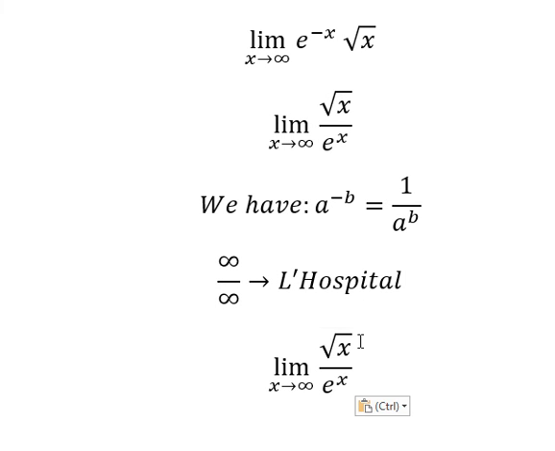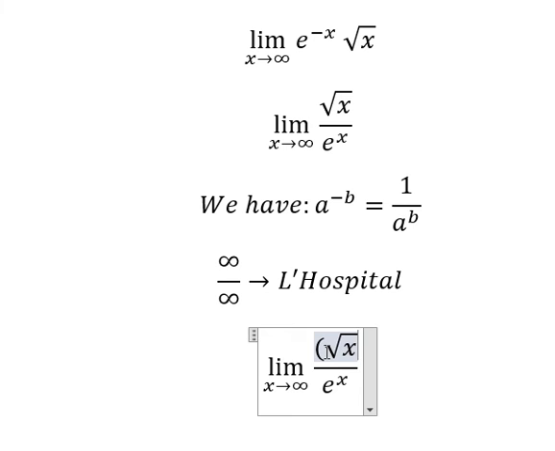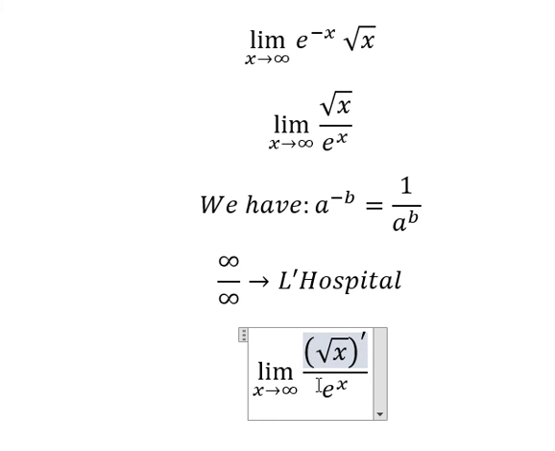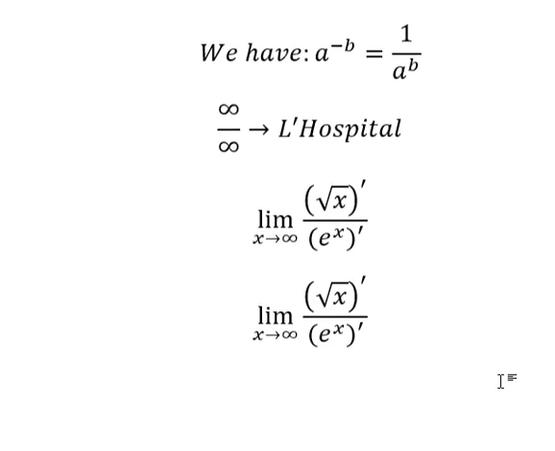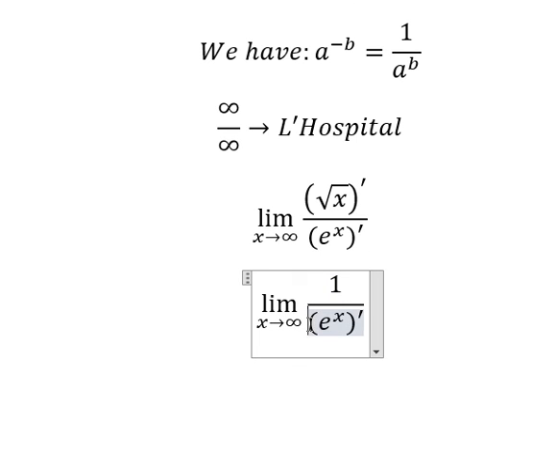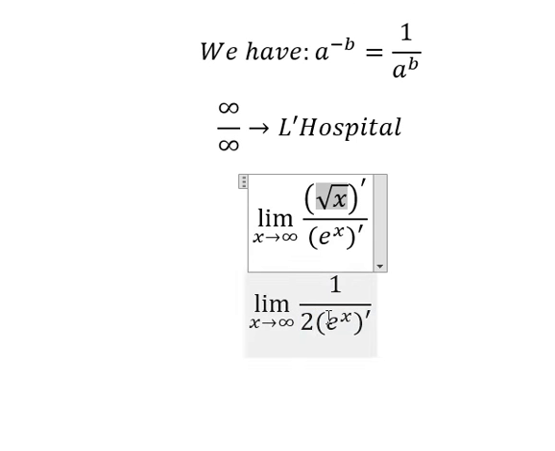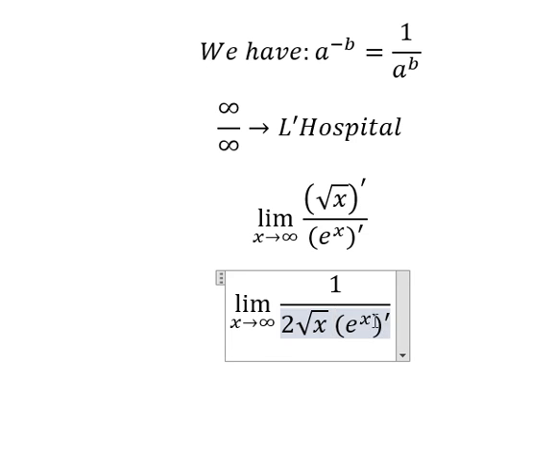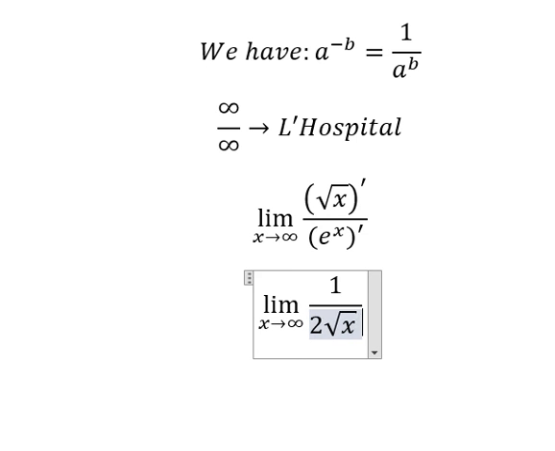That means we need to first take the derivative of the numerator and denominator. So this one we have 1 over 2 times the square root of s. This one we have e to the power of s.